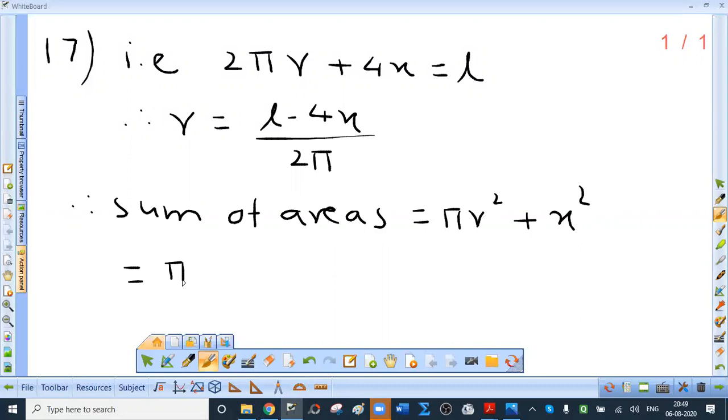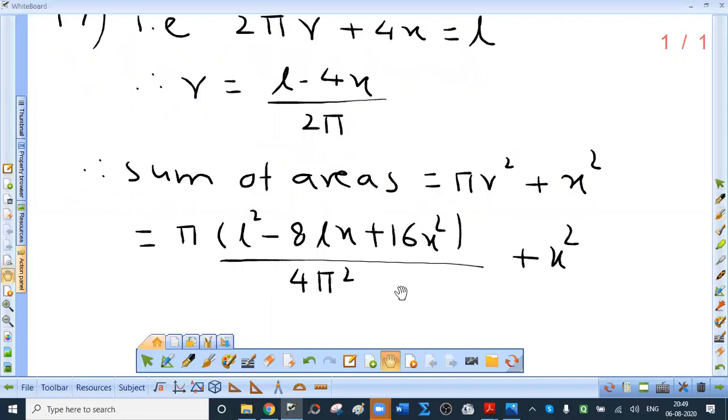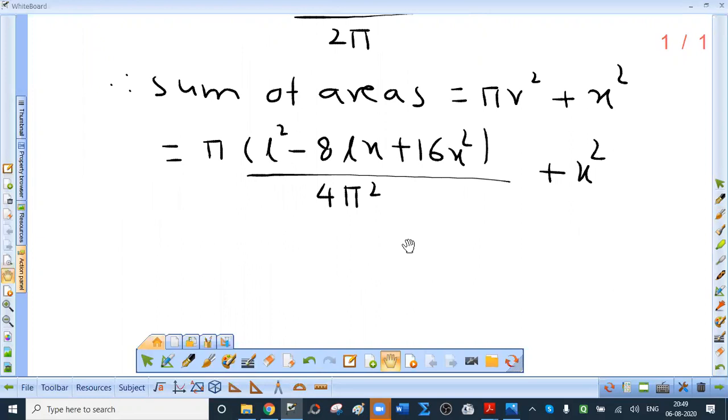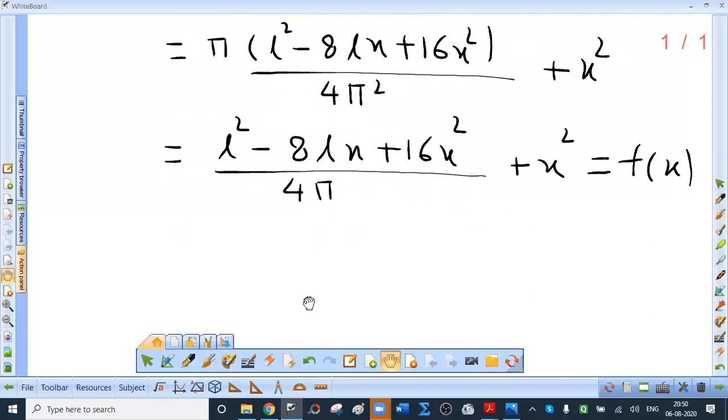Now substitute the values and simplify. So this is pi, now it is r square. Is it okay if I write directly L square minus 8lx plus 16x square divided by 4 pi square plus x square? Is this correct? So tell me what next? Or you may say, sir, can we keep this as it is so that differentiation becomes easy? Yes, that can also be done. Now I simplify this to get L square minus 8lx plus 16x square, because pi gets cancelled, upon 4 pi plus x square as it is. You can simplify this further or say that this is f(x). So this function we have to examine for minima.